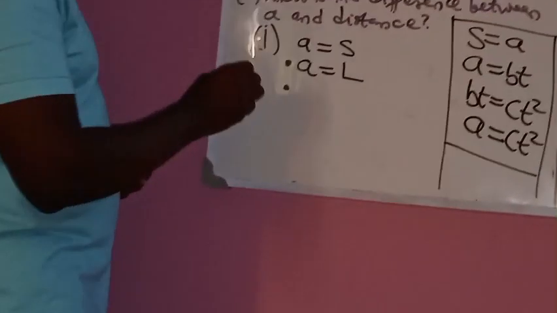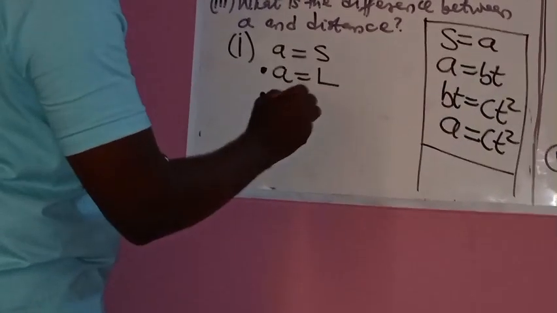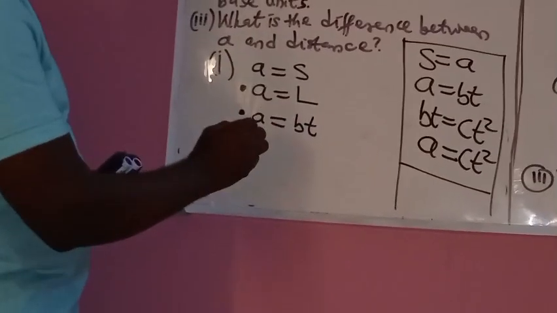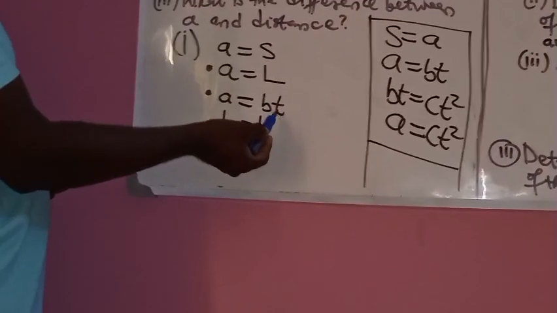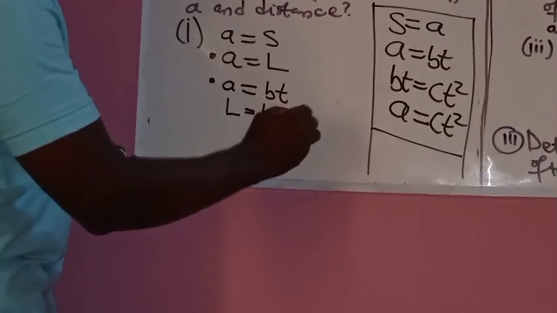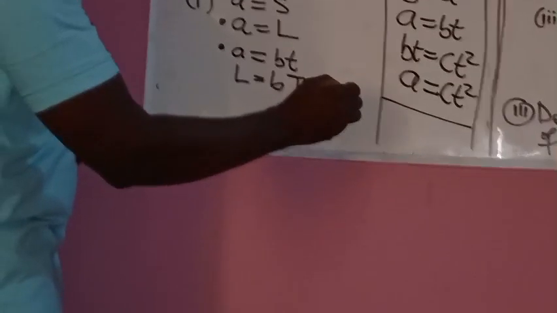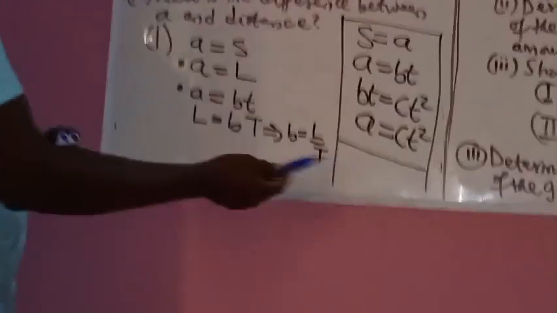Now, for me to get B, A equals to what? BT. I already know A to be L, so I'll put L here equals to B. Okay? This T is time. This dimension is capital letter T. So from this, if I make B simple as the formula, I will divide both by T. My B becomes L over T, which looks like either speed or velocity.